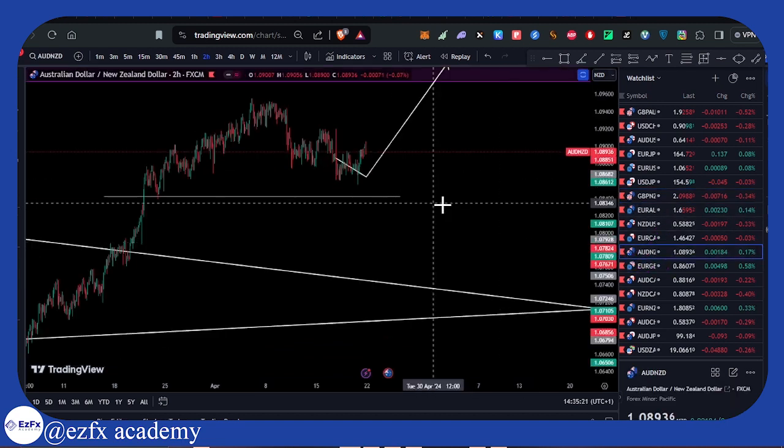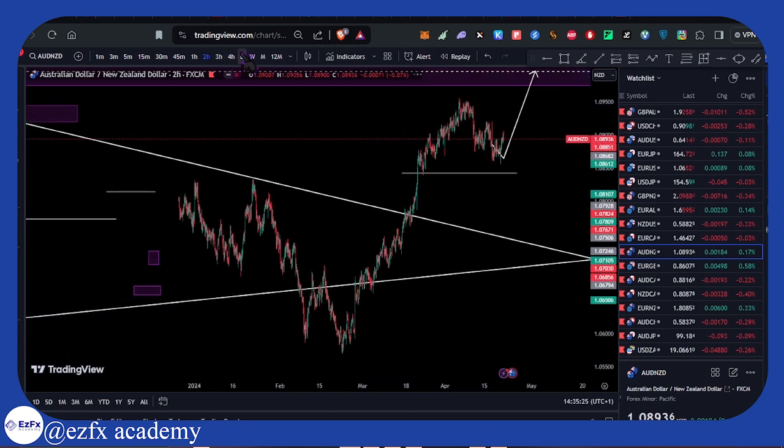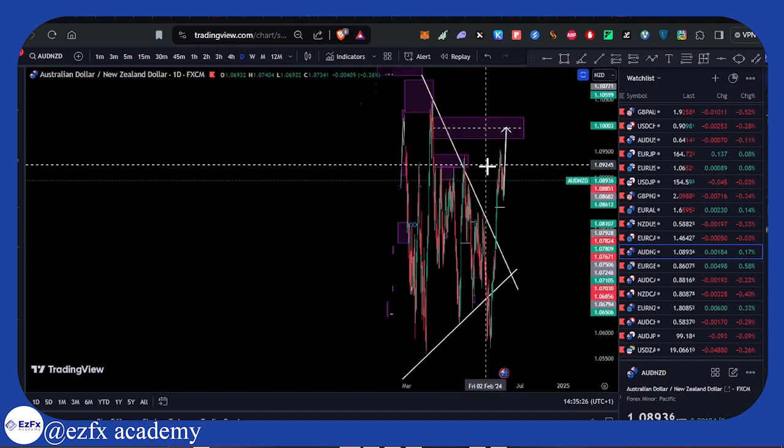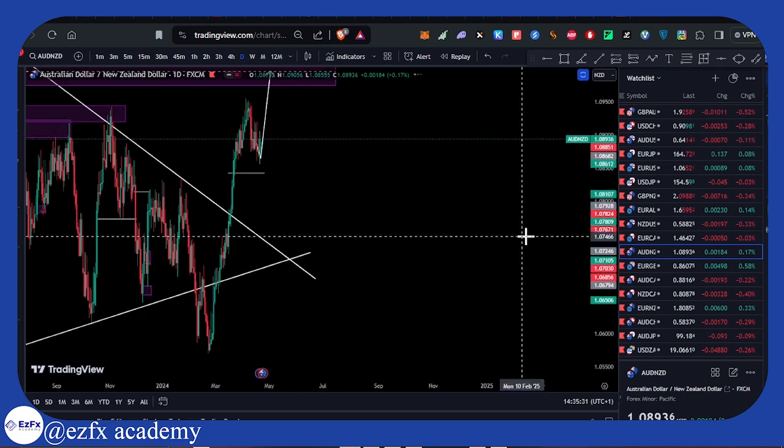Next up, let's look at AUD NZD. I think for a while on AUD NZD, I've been expecting prices to still rise up into this zone. Probably for this, I should go to the daily time frame to show us a bit more clearly. All right, give me a minute. Yes.